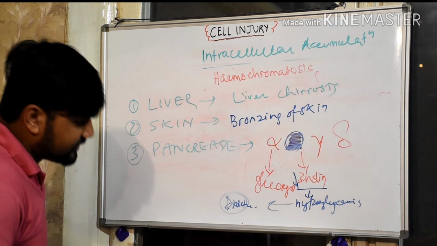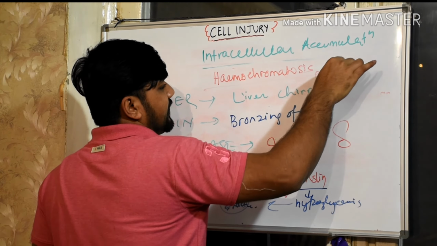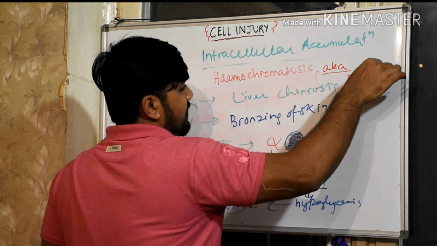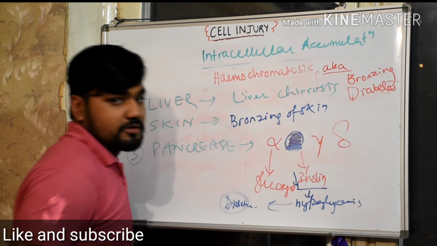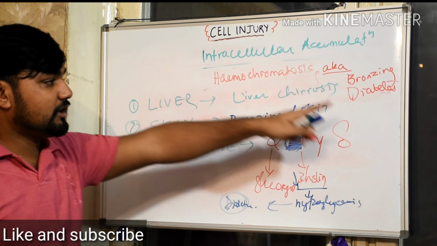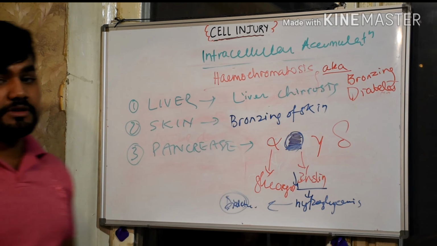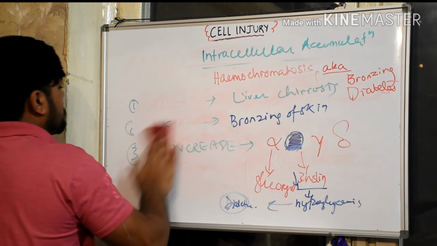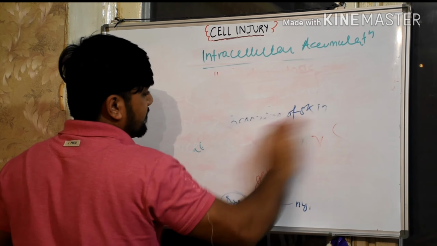So hemochromatosis is also known as, write down, it's important, AKA, also known as, bronzing diabetes. Bronzing diabetes, because diabetes occurred due to hemochromatosis, and the skin color will be bronzed. So hemochromatosis is also known as bronzing diabetes. Okay, further we will study. Hemochromatosis is over. Just remember this one.